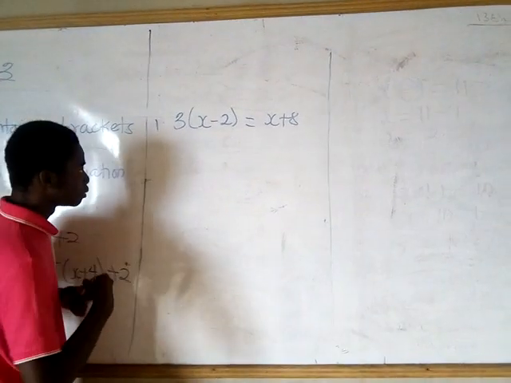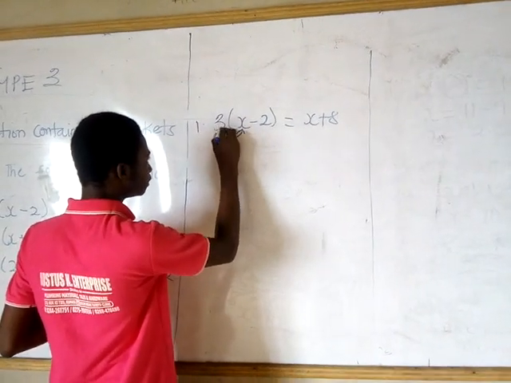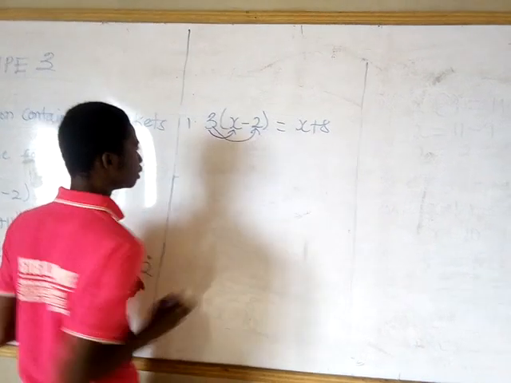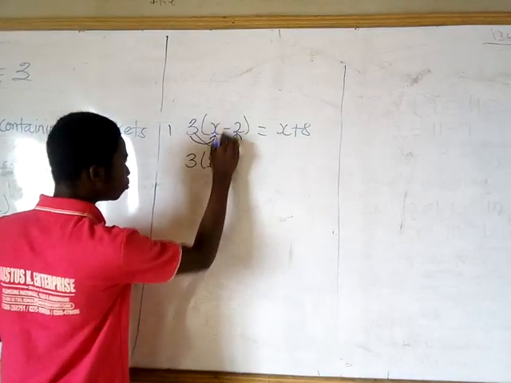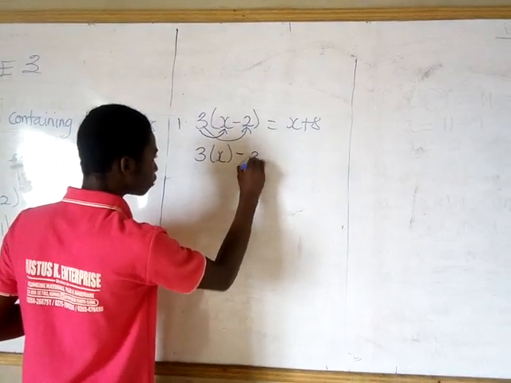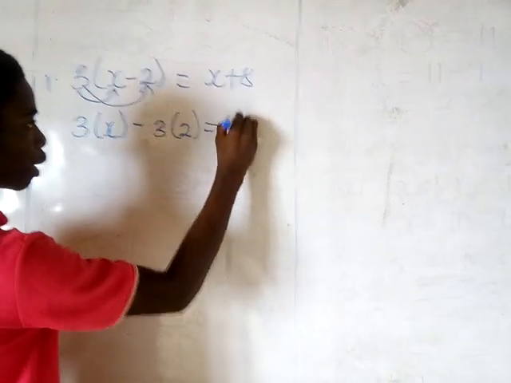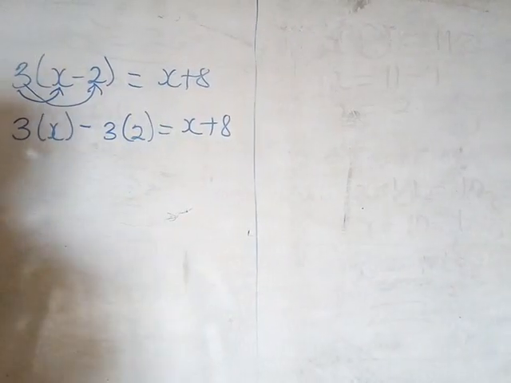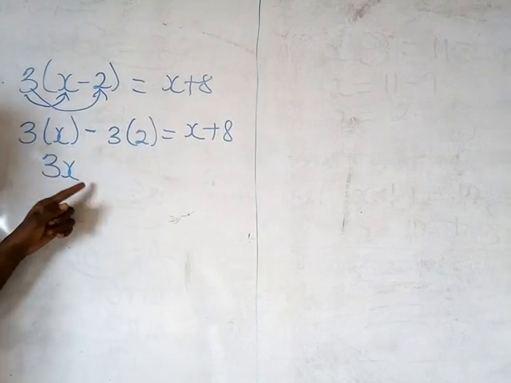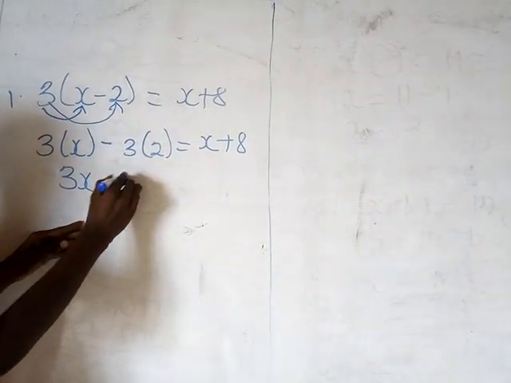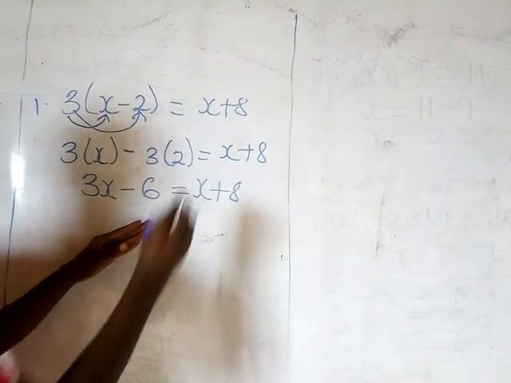So in solving this, 3 is going to multiply this, and this same 3 is going to multiply what? This. So it becomes like this. 3 multiply what? x. You bring your minus sign. 3 multiply what? 2. Then equal to what? You bring your x + 8. So 3 multiply x is what? 3x. Minus 3 multiply 2 is what? 6 equal to x + 8.